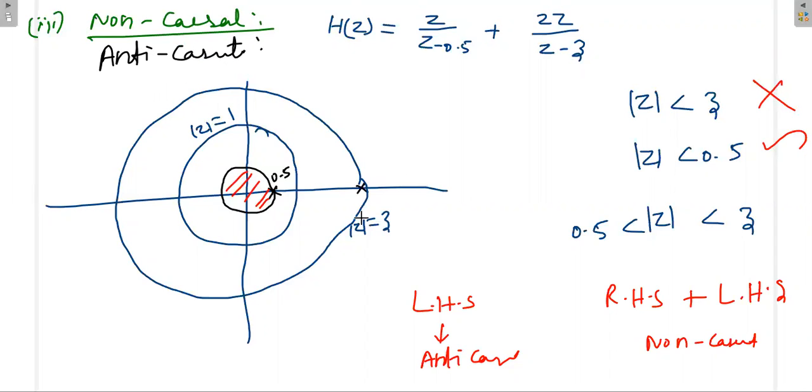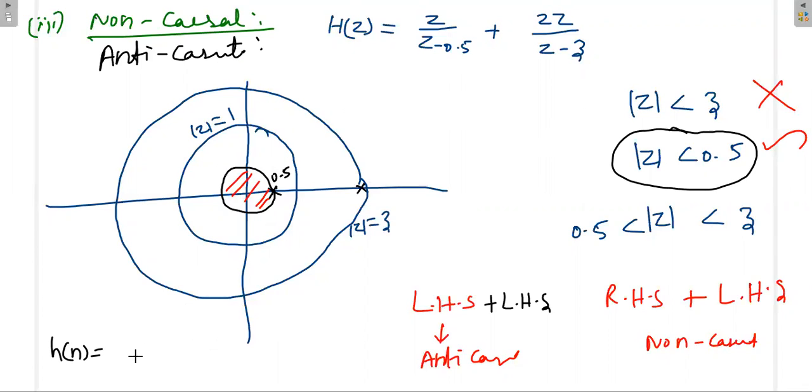So that means what if it is anti-causal? Both the signals are going towards the left-hand side. If there are two signals, definitely another signal also will go on the left-hand side. Again, interchangeably there may be confusion here, but if they are asking for non-causal, that is anti-causal, that means both the signals are left-sided. Then we can write the result: the correct ROC is mod z less than 0.5. That means both the signals are going towards left, and with respect to these poles the ROC is inside.